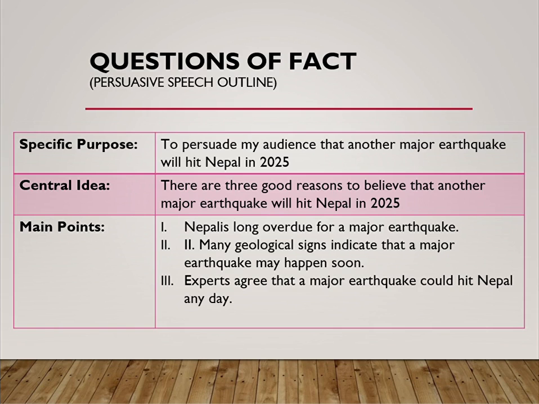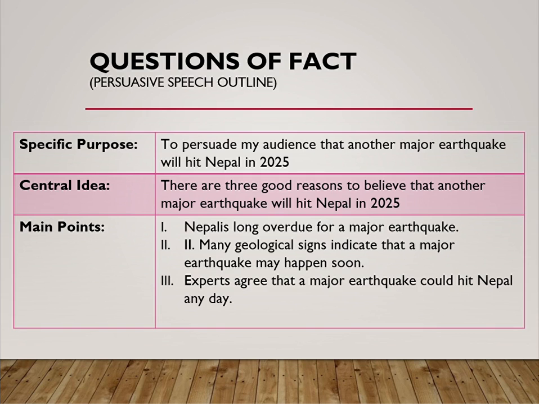As you can see, when we are talking about really any speech, you have to stick to the facts. Here the main points are: the author stated that Nepal is long overdue for a major earthquake because there are many geological signs indicating that a major earthquake may happen soon. He also stated that experts agree that a major earthquake could hit Nepal any day. So, using evidence and credibility aspects, you can include that in your main points.